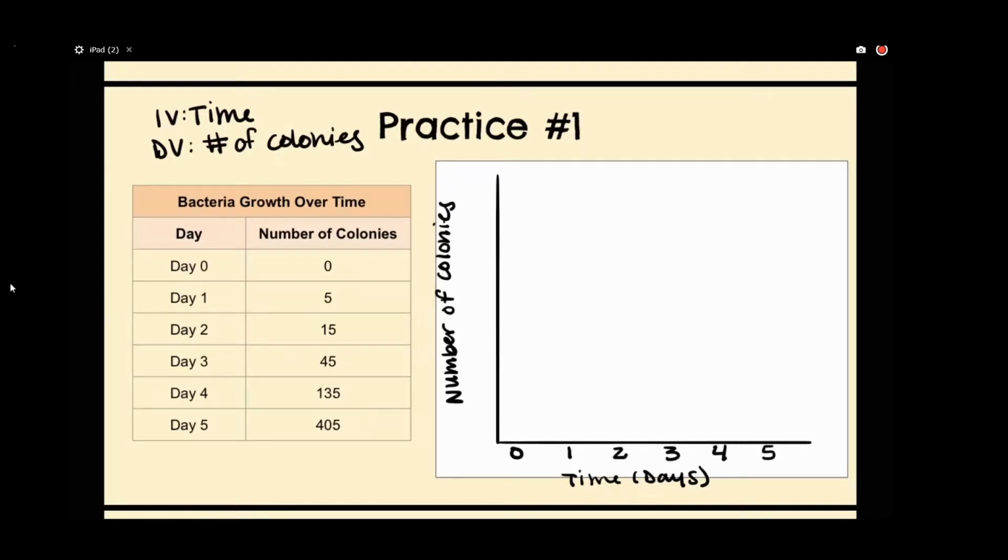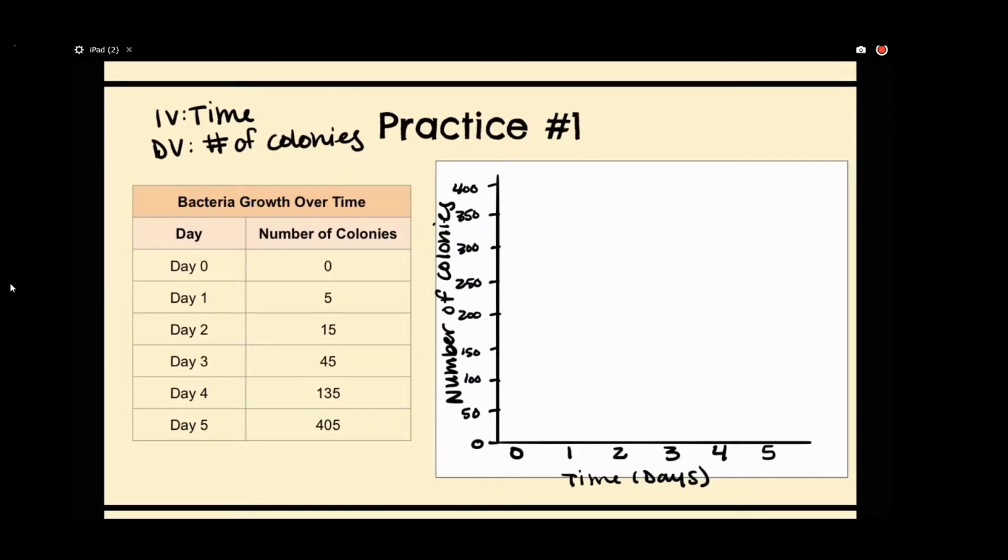Okay, and so if I'm going all the way up to 405, I'm thinking the number that I could best scale by is 50 for what I could fit on my graph. So I'll go 0, 50, 100, 150, 200, 250, 300, 350, 400. Okay, and so it's nice and evenly spaced.